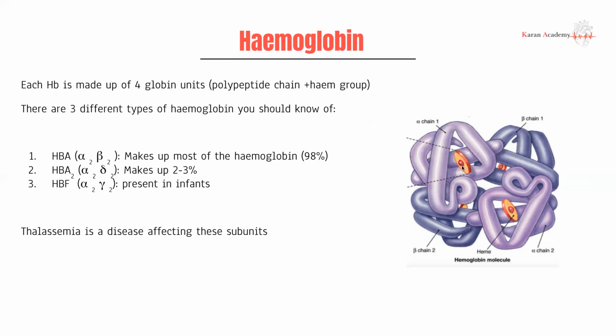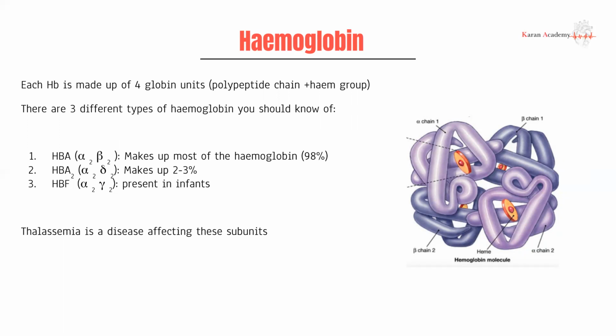The few important things you need to know, and I'll get to why these are important, is understanding the different types of hemoglobin. So we have HbA, which is composed of 2 alpha units and 2 beta units. And this makes up most of the hemoglobin in your body. It's about 98%. Then we have HbA2, which is 2 alpha and 2 delta subunits. And that makes up about 2 to 3%. And it's still found in adults.